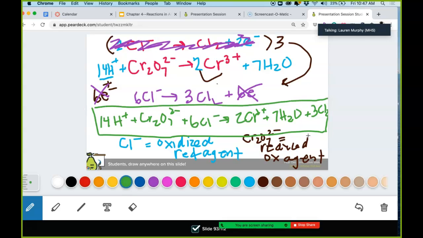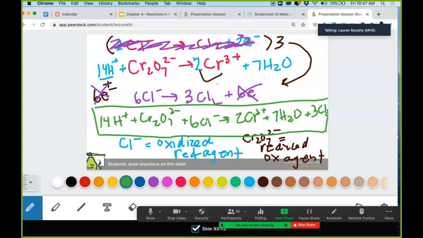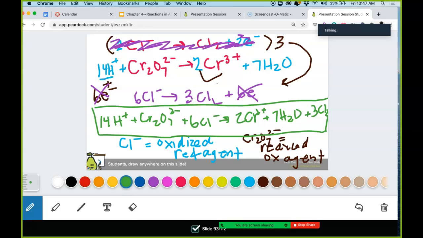Everything should work out. Let's look at charge. This is plus 14. This is minus 2. So that's plus 12. Minus 6, so that's plus 6. 2 times 3 is plus 6. 14 hydrogens, 14 hydrogens. 2 chromiums, 2 chromiums. 6 chlorines, 6 chlorines. Right? Everything matches. Questions? This tells you it's acidic. It has hydrogen ions floating around in there.